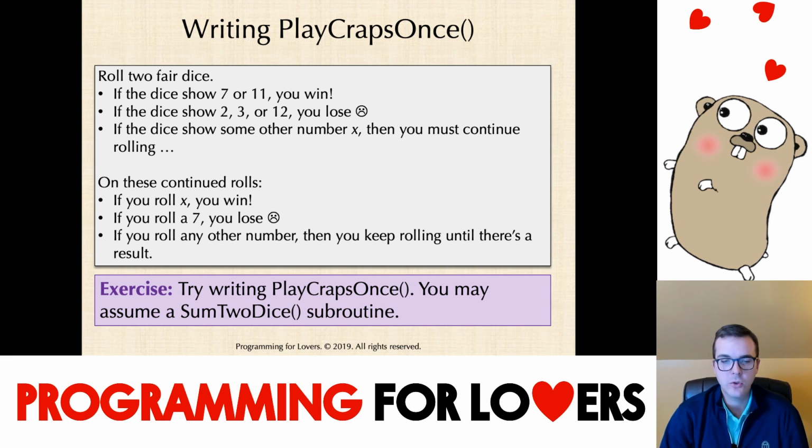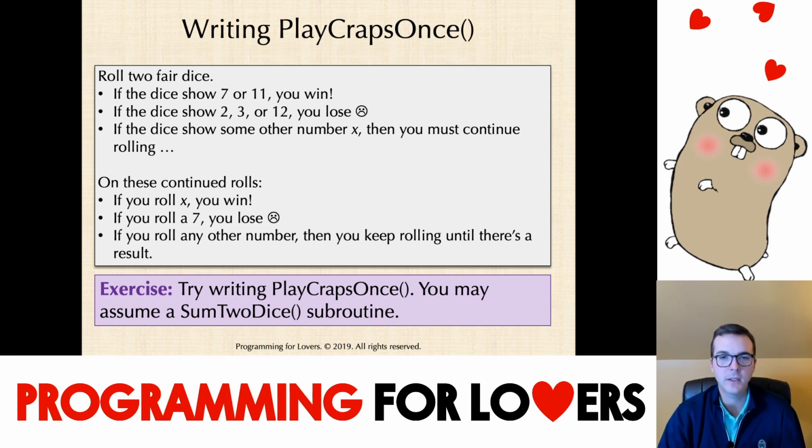I will allow you to assume a sum 2 dice subroutine. I'm going to pass the details of the randomization to another subroutine, and I'm going to assume that I have a subroutine that doesn't necessarily need to take any inputs, but that will produce the sum of 2 randomly rolled dice within the computer. However that process is going to happen, let's assume that it's written for us. If we assume that we have a function, it'll return a number between 2 and 12 based off of the outcome of some 2 dice.